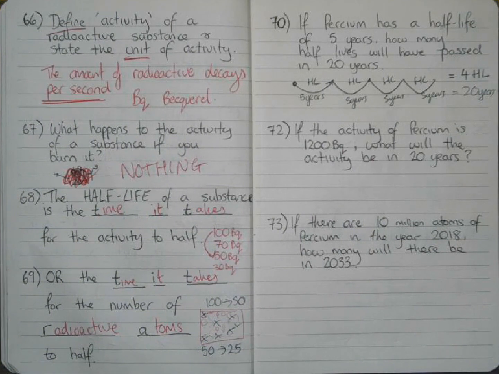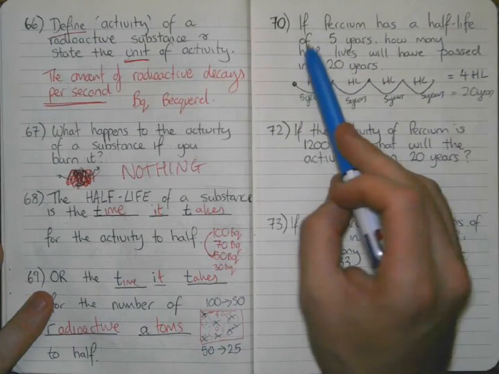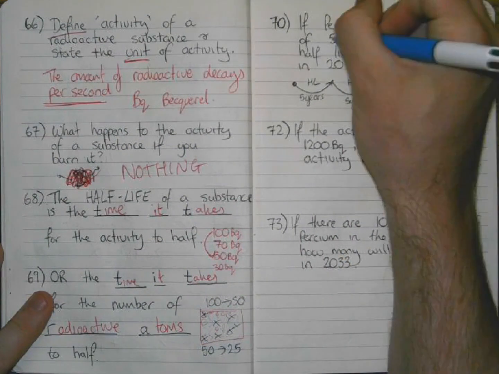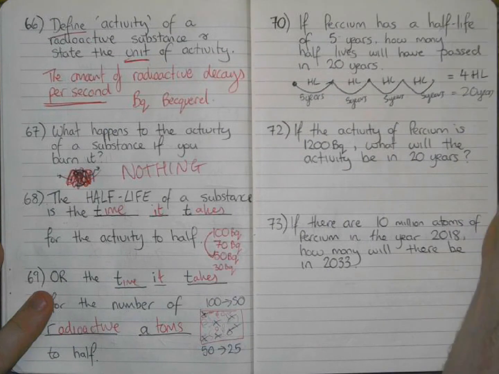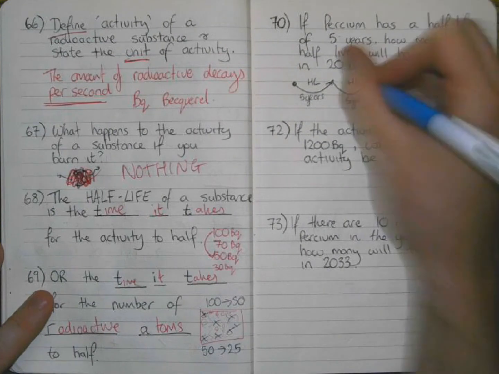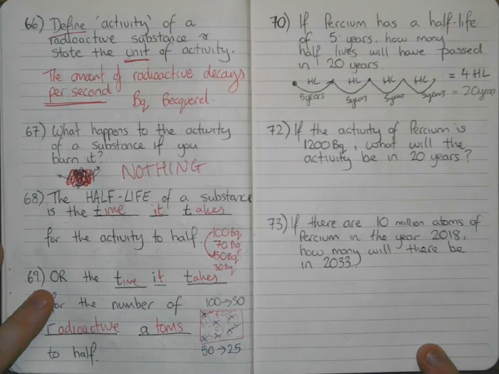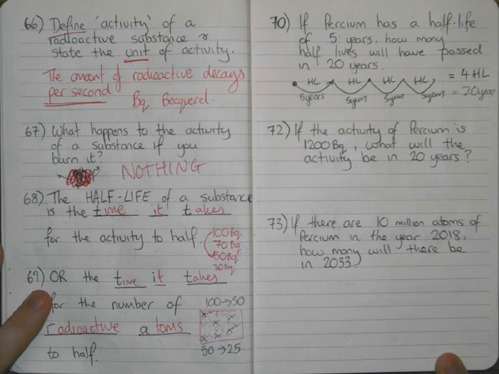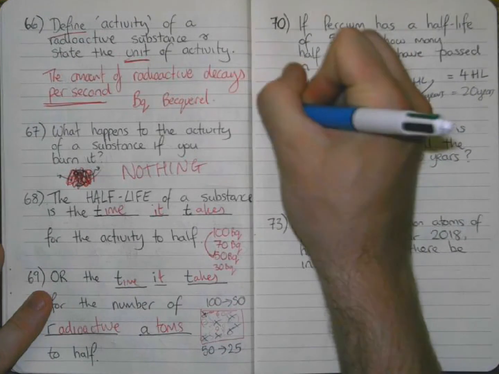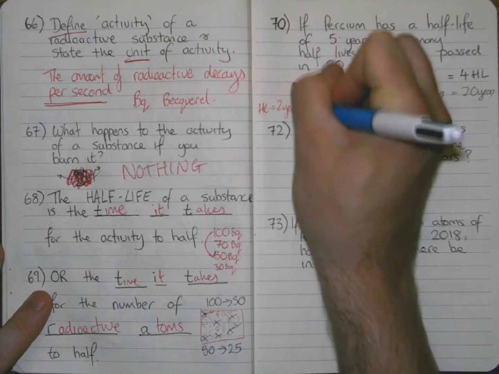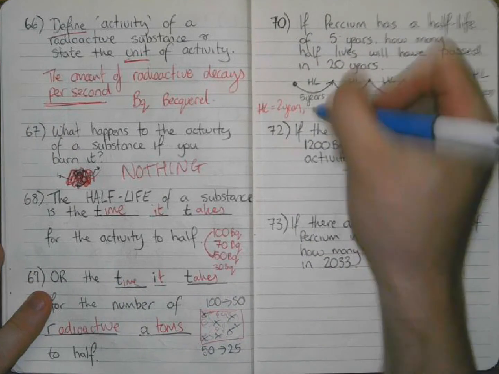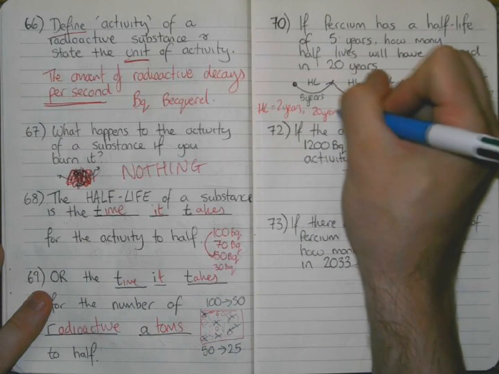If the question was the half-life was 2 years, then how many half-lives would have passed in 20 years? See if you can figure that one out yourself. So if the half-life is 2 years, how many half-lives in 20 years?